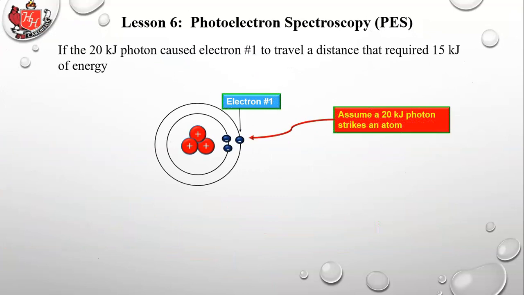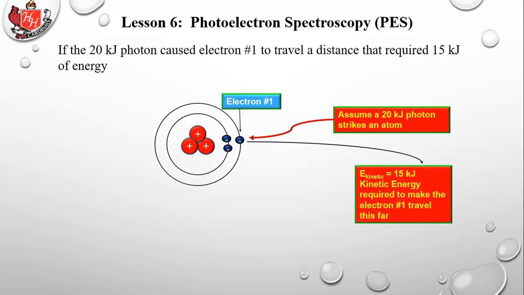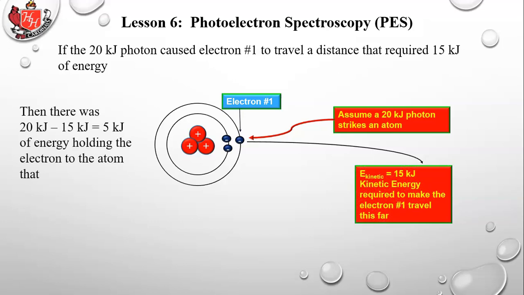So again, we're going to take electron number 1 and hit it with 20 kilojoules of energy. It flies a distance that requires 15 kilojoules of energy. So there was 20 minus 15, or 5 kilojoules of energy holding the electron to the atom. Now let's stop and analyze that. You put 20 kilojoules into the electron. It flew a distance that required 15 kilojoules. So what happened to that other 5? Why didn't it fly a distance that it could have with 20 kilojoules? That's because 5 kilojoules of energy was the protons holding that electron to the atom.